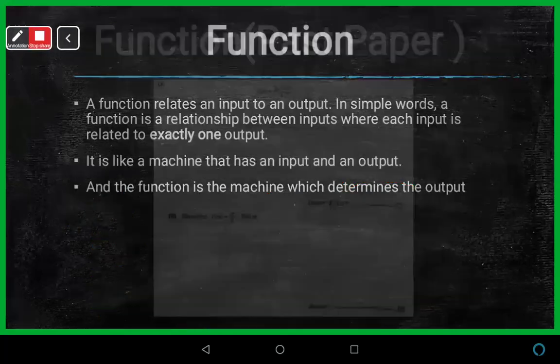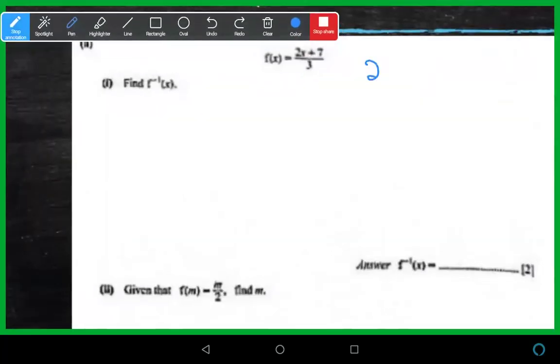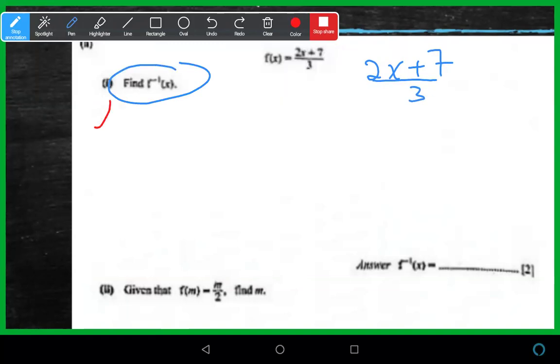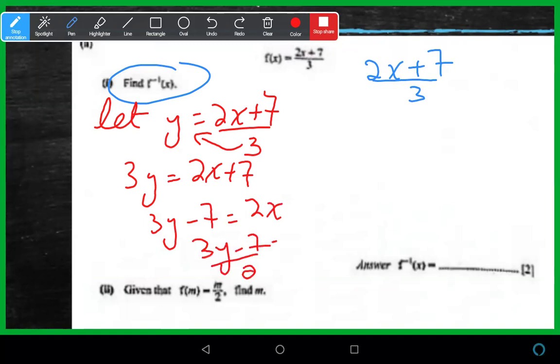Okay, I hope everything is clear. Now we are doing the past paper questions. Question number 1: the function is (2x plus 7) divided by 3 and we have to find the inverse. As I told you, the first step is let y equal (2x plus 7) divided by 3. Now we have to make x the subject. So 3 will go across to the y side: 3y is equal to 2x plus 7. 7 will go to the left side, it will be subtracted, and 2 will be divided. So we get (3y minus 7) divided by 2. So this is the inverse.